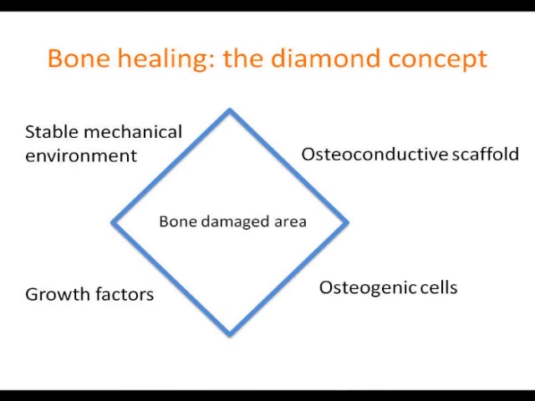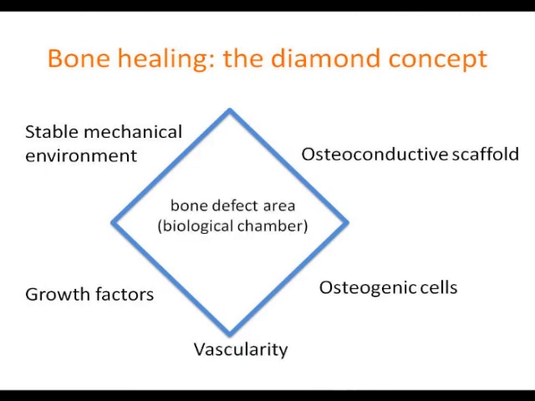We do need the osteoconductive scaffold, which is already the two fragments of the fracture. We do need the growth factors, and they are coming from that side. We do need osteogenic cells. In case of bone loss, we have an area where the bone has disappeared. So we need also a new vascularity, we need to treat this chamber without bone that we now call the biological chamber. So we need some membranes, and that's a new field in traumatology.